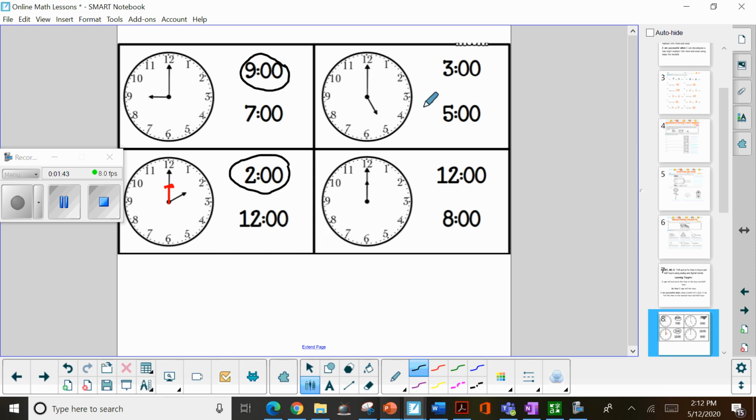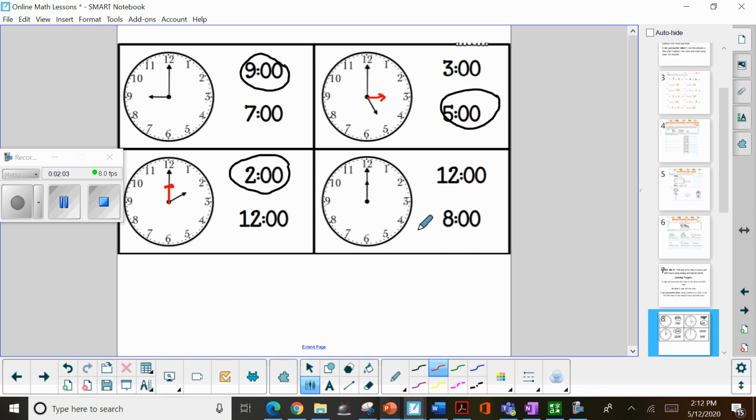All right, next one, the minute hand again on 12, so we've got these double zeros. And then our hour hand is on 5. If it was 3 o'clock, your hour hand would look like this.